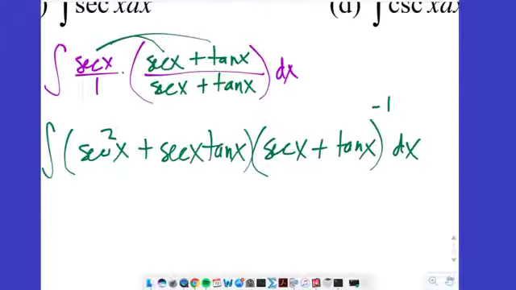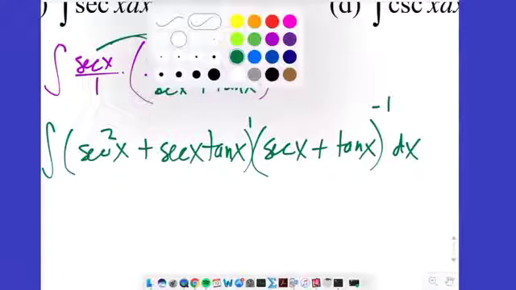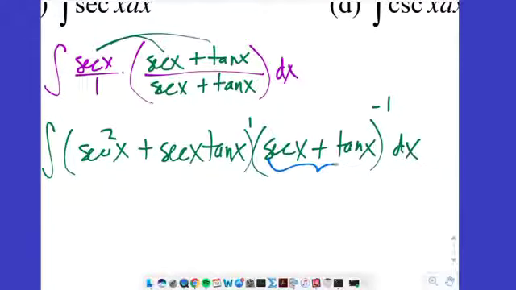Okay, which factor has more information or looks more interesting? They're both pretty interesting, right? So we really have two options. We can put that to the first. Let's see. Is secant squared plus secant tangent the inside function? Well, is its derivative secant plus tangent to the negative first? Nope, I don't think so. So maybe secant x plus tangent of x is the inside function.